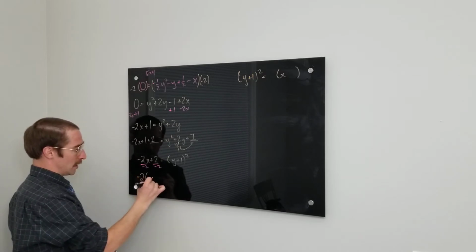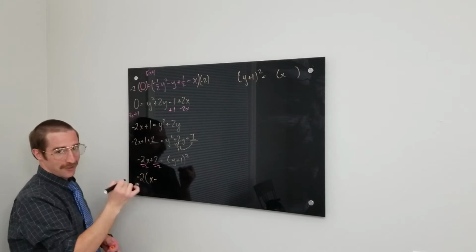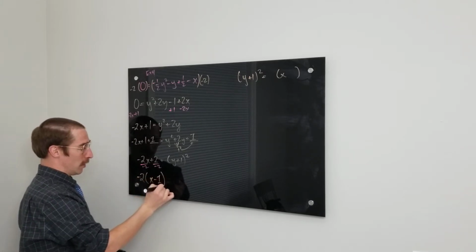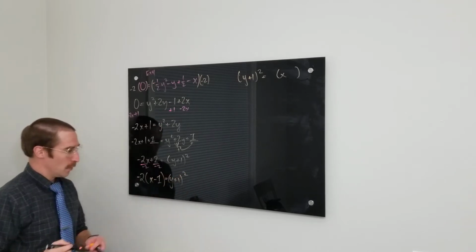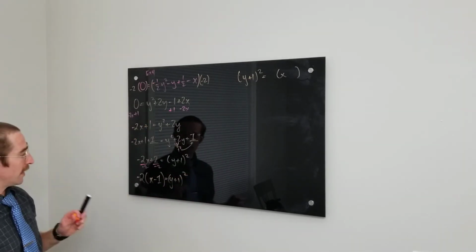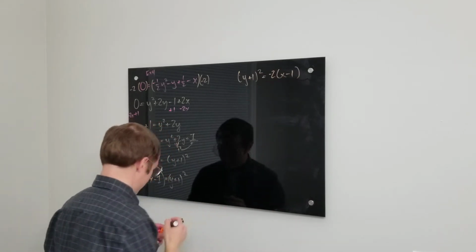So here we get a regular x. 2 divided by negative 2 is negative 1. There we go. So we have y plus 1 squared equals negative 2 times x minus 1.